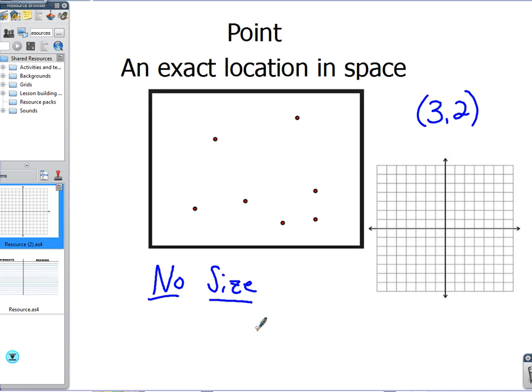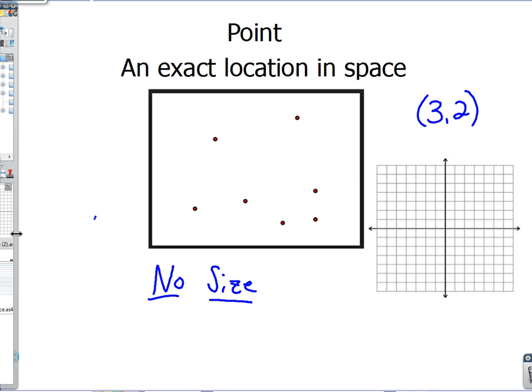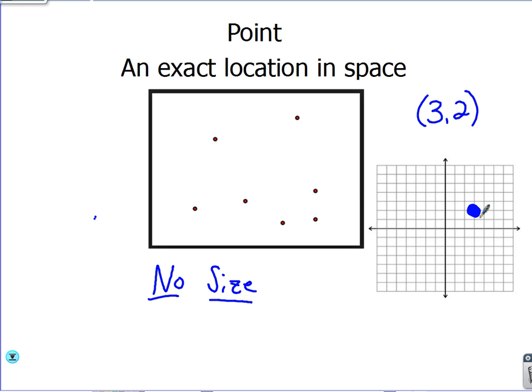If I tell you to graph the point 3, 2, and you go over 3, and you go up 2, and you put a dot there. Points don't have size. Okay, keep that in mind. And then I ask you next to graph the point 3.5, 2. That's going to be tough, isn't it?